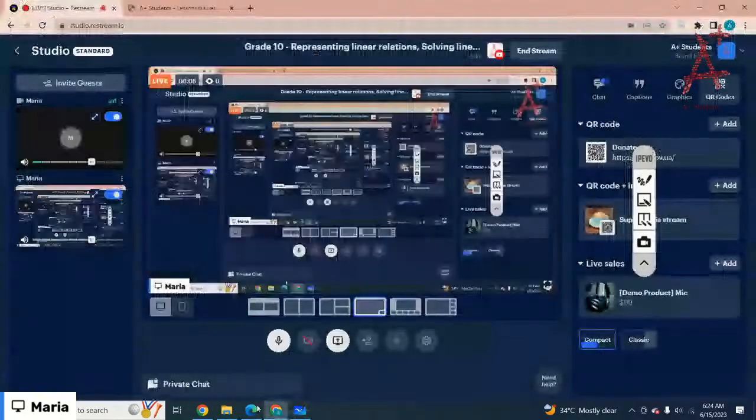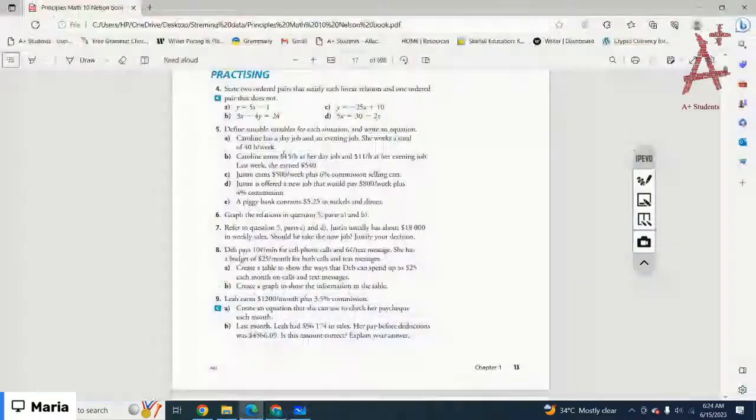Now let's look at the next one. Part b: Caroline earns $15 per hour at her day job and $11 per hour at her evening job. Last week she earned a total of $540. So you have to write down the equation. Let's suppose x is for the day job and y is for the evening job.